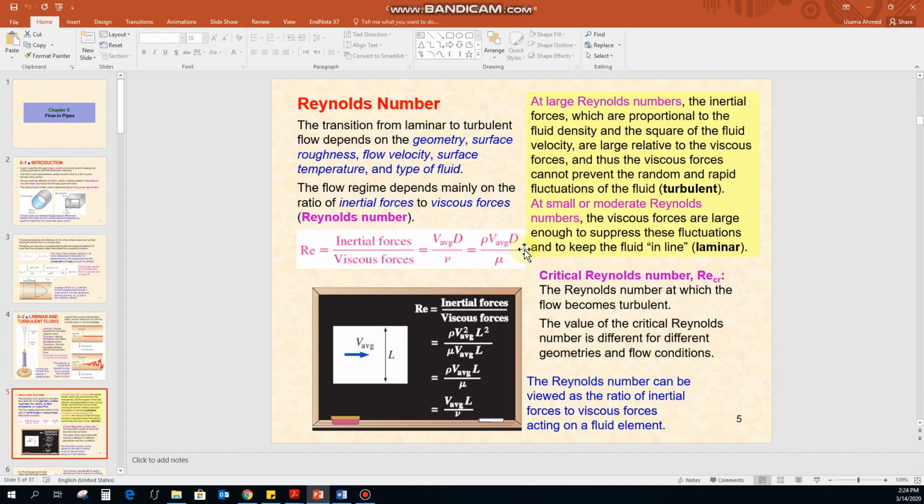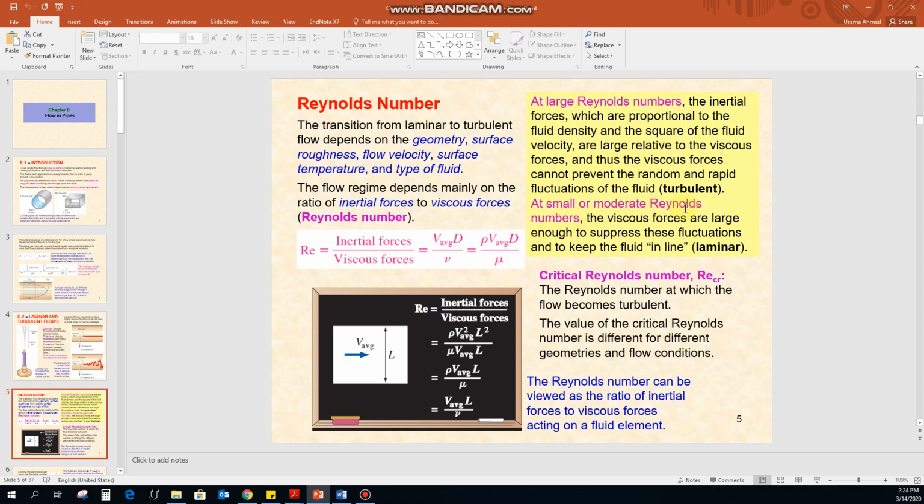Now in terms of explanation, at large Reynolds numbers, the inertial forces, which are proportional to the fluid density and square of the fluid velocity, are large relative to the viscous forces, and thus the viscous forces cannot prevent the random and rapid fluctuations of the fluid, so it becomes turbulent. So at the large Reynolds number, the numerator of this equation will become high and the viscosity of the fluid will be low. So overall you can have a high value for the Reynolds number.